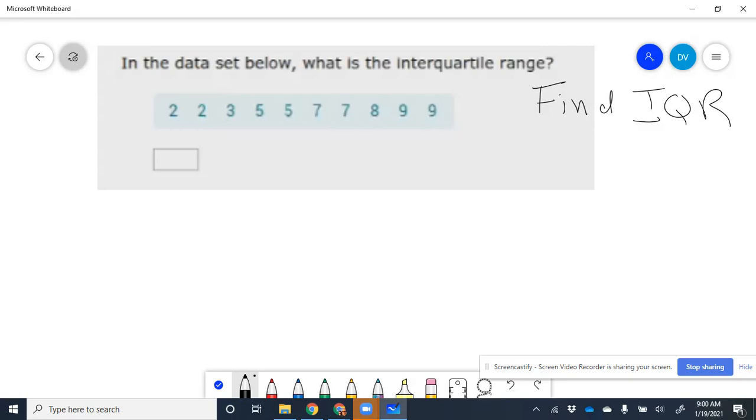Also, I want to remind you that when we find the range, we're just subtracting the larger number minus the smaller number. The overall range, let me call it that, would be 9 minus 2. But that's not what they're asking us here. They're asking us for the interquartile range.